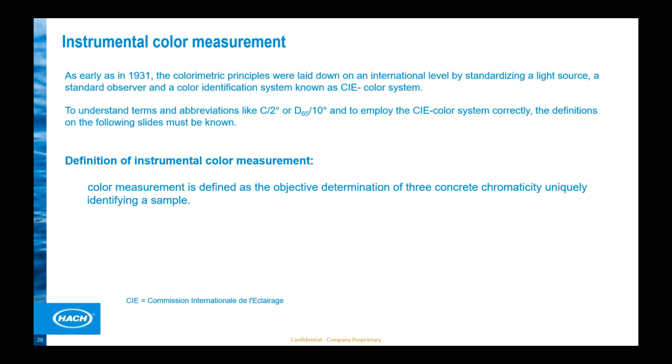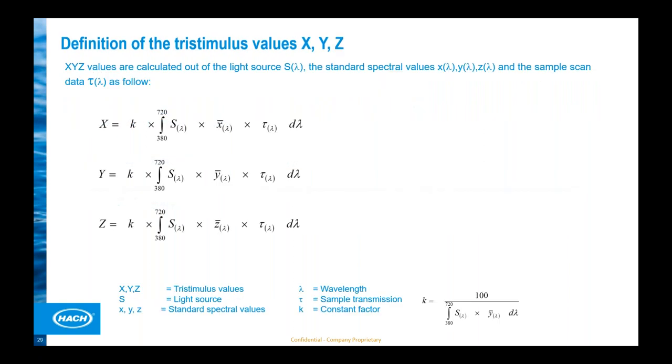Color measurement is defined as the objective determination of three concrete chromaticity coordinates uniquely identifying a sample. That means we need three, like in a real room, where you have three coordinates: length, width, and height. We have also three for the color. The basic definition you will find here: X, Y, and Z. It looks a little bit difficult, but it's quite easy. The integral starts from 380 nanometer to 720 nanometer. That's the wavelength range we're talking about when we talk about colors. Then you will find the numbers for the illumination, that means the light source, A, C, or D65.